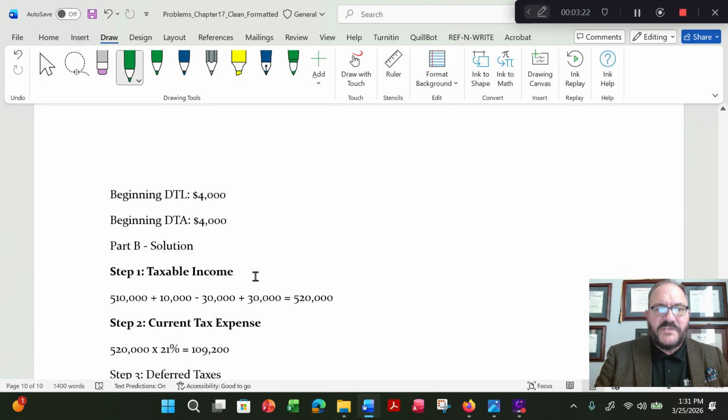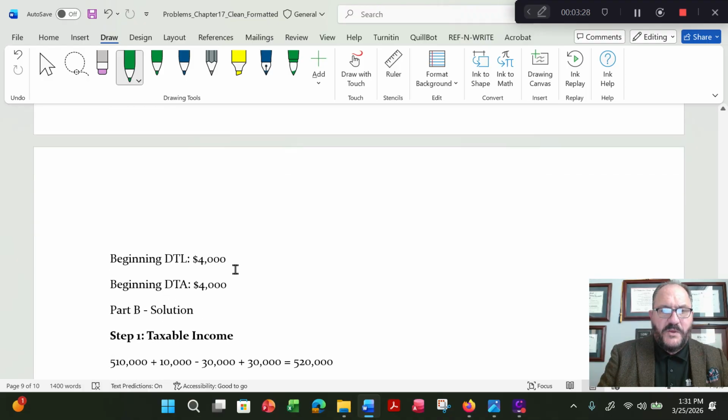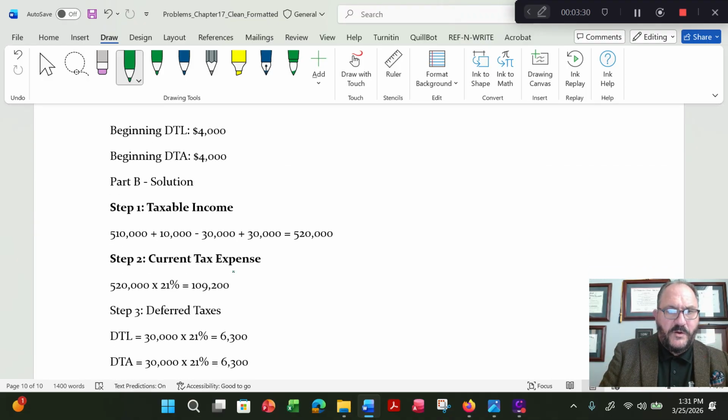All right. So we started out with a deferred tax asset and deferred tax liability that were equal. Okay, when you added all these up together, you wind up with $520,000. So the 10,000, we add that back in, subtract the depreciation, add the warranty or whatever the other expense was. So we come up with 109,000.